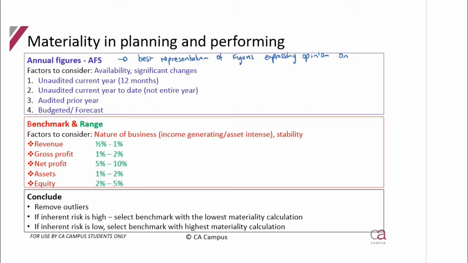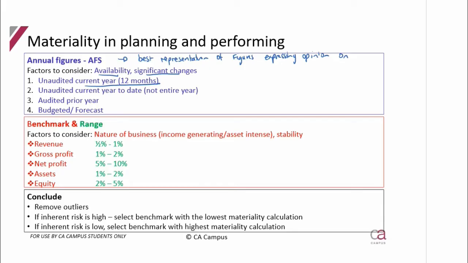And guys, the two factors you need to consider here are 1, availability, and 2, significant changes. So what do I mean? I've ranked them here according to what you would want to choose if available. So if availability is not an issue, you've got all the figures, you are going to want to first prize choose the current year 12-month figures, because that's what you're expressing an opinion on.